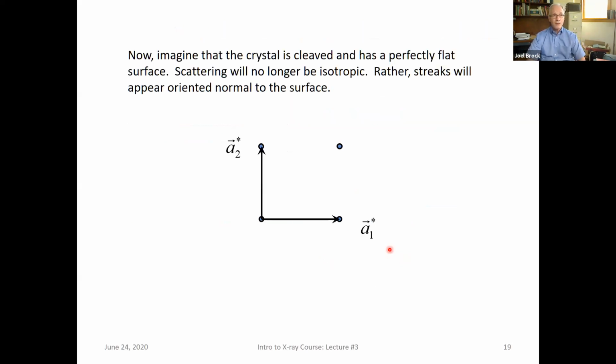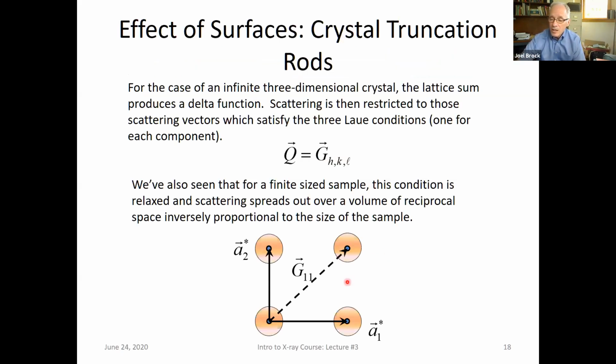Okay, now let's do a different experiment. Let's imagine that rather than my sample being big, infinite, and then I shrink it to being small in all 3 directions, I'm going to cleave it. So I'm just going to chop it in half. What that effectively does is instead of having a circle here, I expect something to happen in just one direction, depending on where I chop it off.